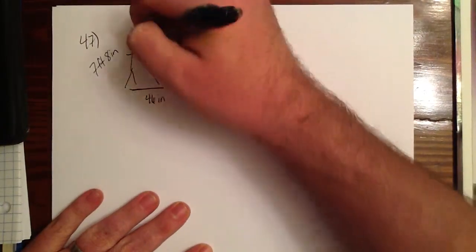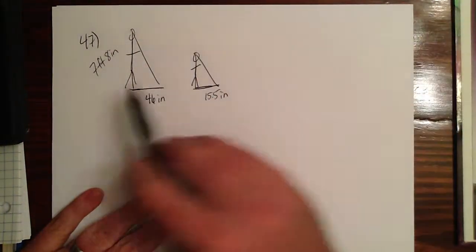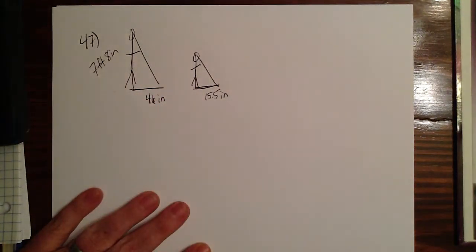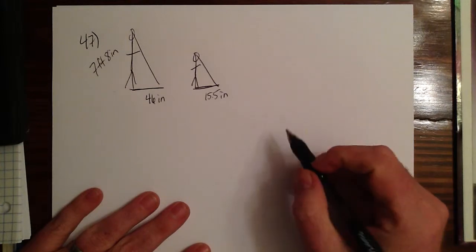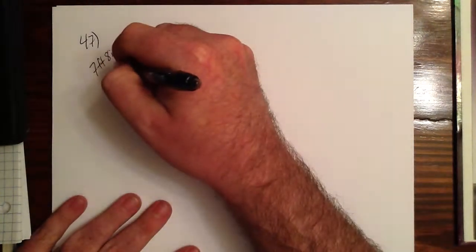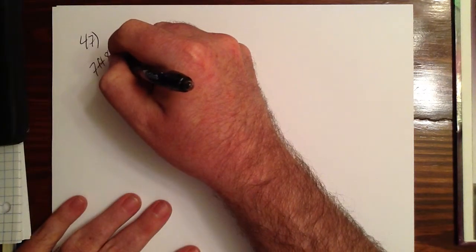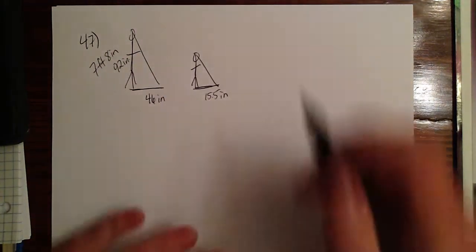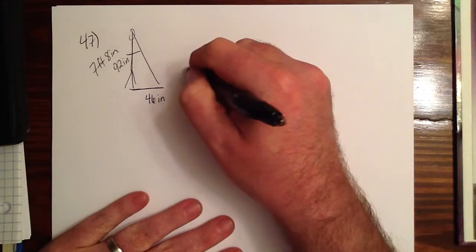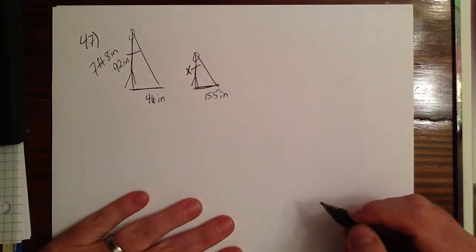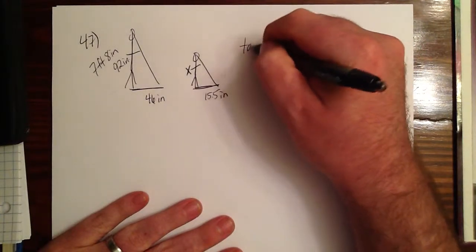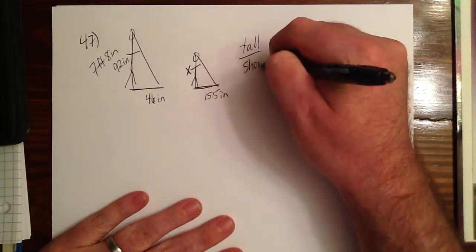Okay, these would make similar triangles. We need to figure out what this is in inches. And 7 feet is 84 inches, so that would be 84 and 8 would be 92 inches. So then, we don't know how tall the shortest woman is. And so we're going to set up a ratio of tall to short.